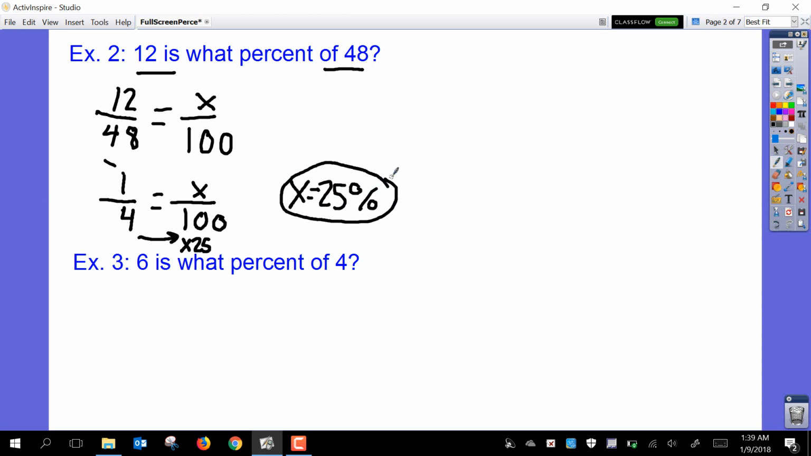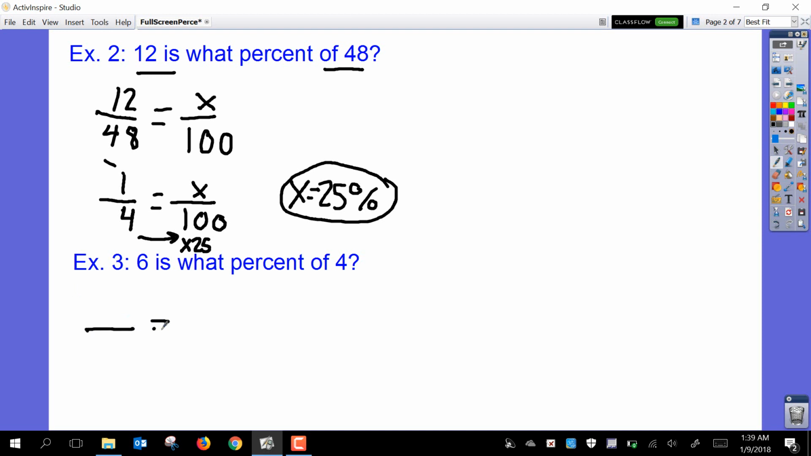Now, as you can see in this one, we couldn't directly get from 48 to 100, so we had to simplify in order to get our number down to a number that can go into 100 evenly. Let's go ahead and try example 3.